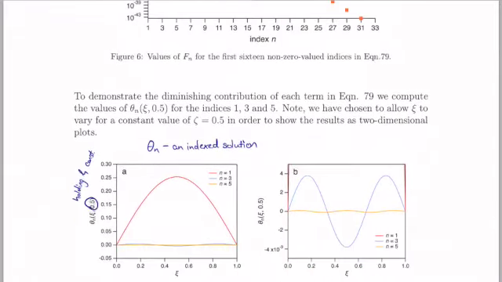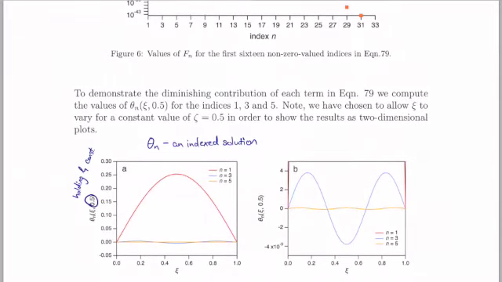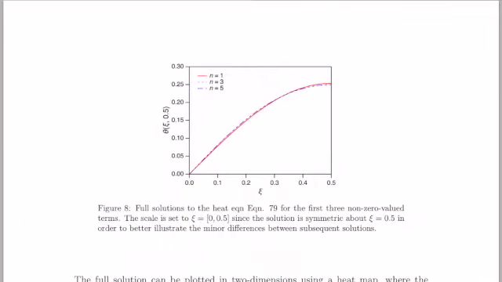So if we come and look at these indexed solutions, we see that n equals 1 has the largest contribution, and n equals 3 and n equals 5 are quite small comparatively. And that is exactly what we expected, because we know that the constants of integration decrease very rapidly as the index number increases. And so these additional solutions are not contributing very significantly to the overall solution.